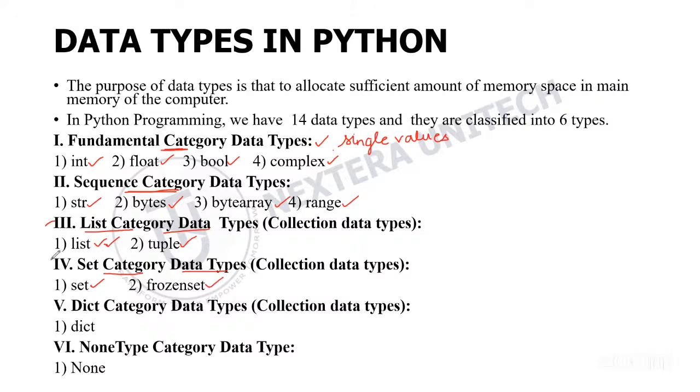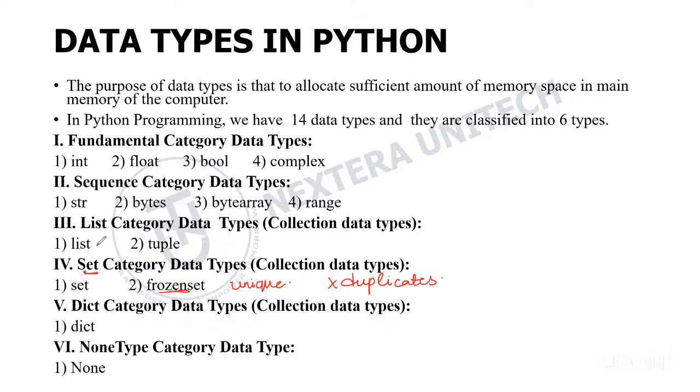So what's the difference between list and set category data types? So a list and tuple can have unique and duplicate values, but here sets and frozen sets only will contain unique values. So it will automatically remove duplicates. So that is the main difference. And list is mutable and tuple is immutable. Here set is mutable and frozen set is immutable. So this is just like a frozen version of a set.